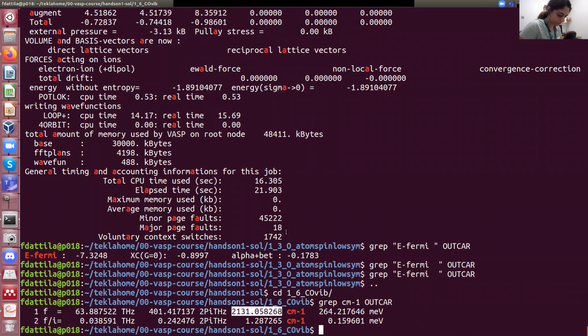So the experimental value is more than 2000. It's around 2100, and we could also calculate that. And this is the CO stretching. Okay, so here we have a CO. So what does this value mean? This is the vibrational frequency of your CO molecules. Okay, vibration. So the frequency.